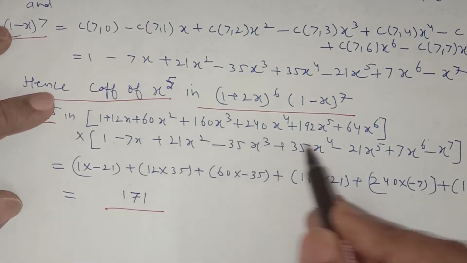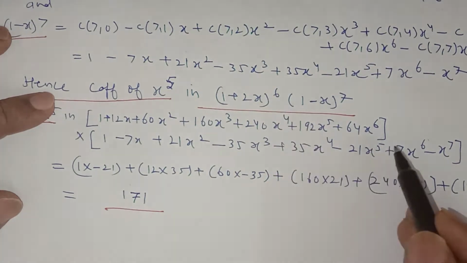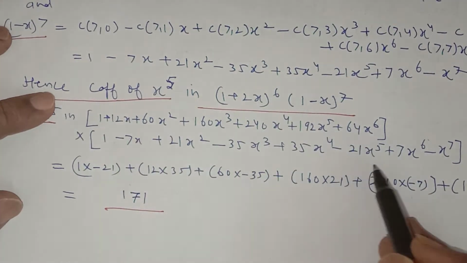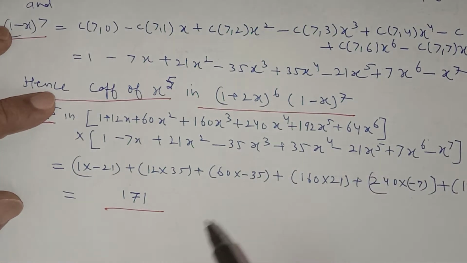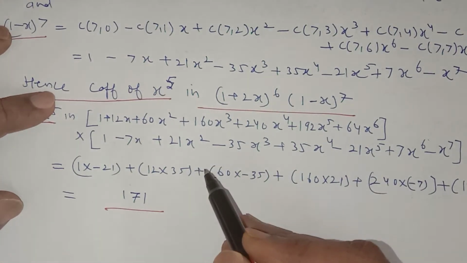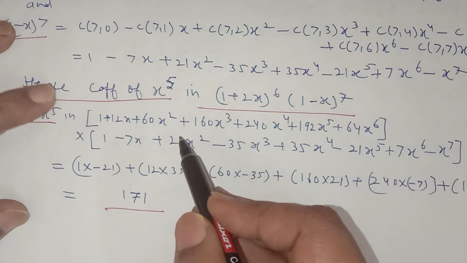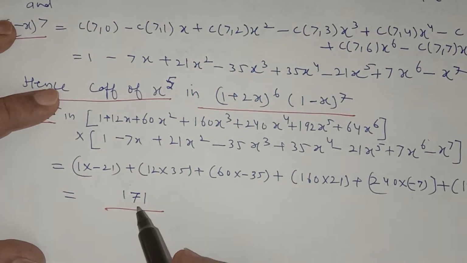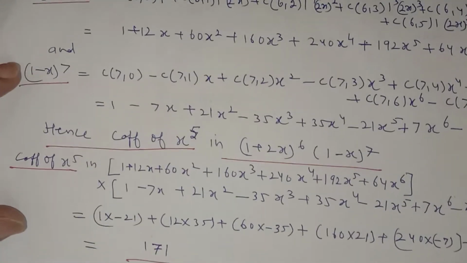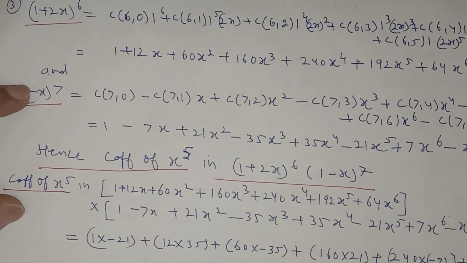If we multiply all the terms, I will get 7 into 8. 7 terms are this, 8 terms are this. So 7 into 8, 56 terms will be there. But I need only those terms which contain x to the power 5. So I multiply only those terms which will give x raised to power 5, and the coefficient of that will be 171. So this is question number 3.